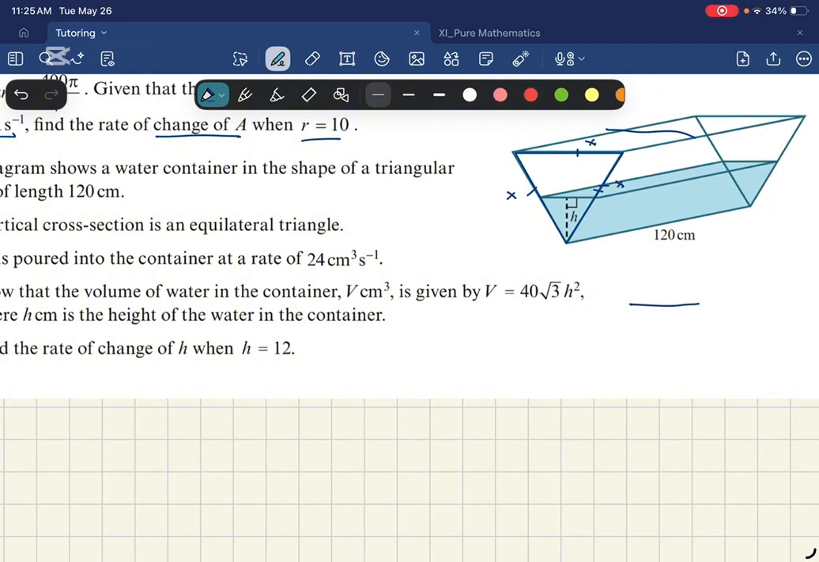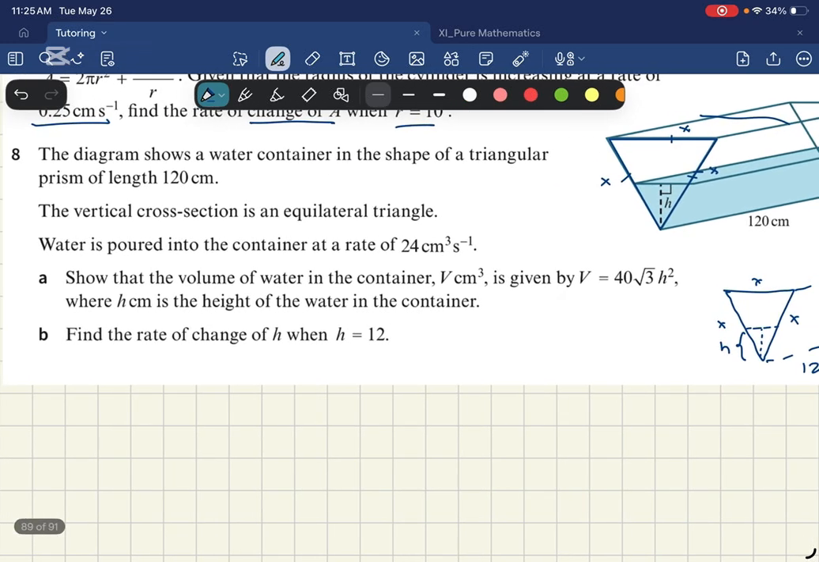And let me investigate this side. You have x, x, x, and there's water up until the point h. And this length is 120, right? So this is 120. All right. So we show that the volume of the water in the container is given by 40, this expression.